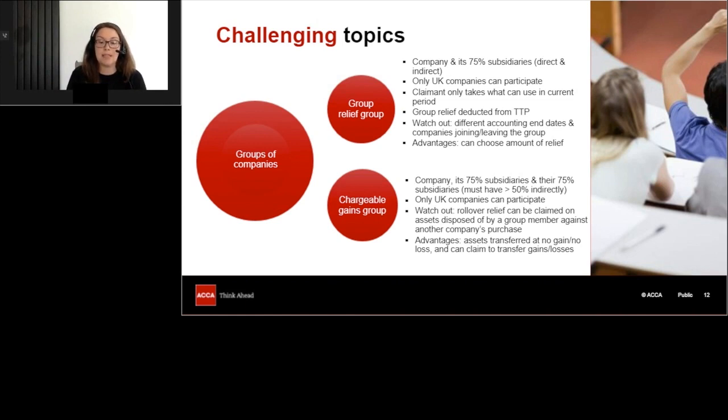And the businesses can also then make claims to transfer gains and losses between each other as well. So even without actually transferring any physical assets, they can transfer gains and losses between themselves because it might be that they as a group can overall save tax that way. So you want to spend some time on this area doing some question practice, and there's also a really good technical article on groups on the ACCA website that I strongly recommend that you have a look at.